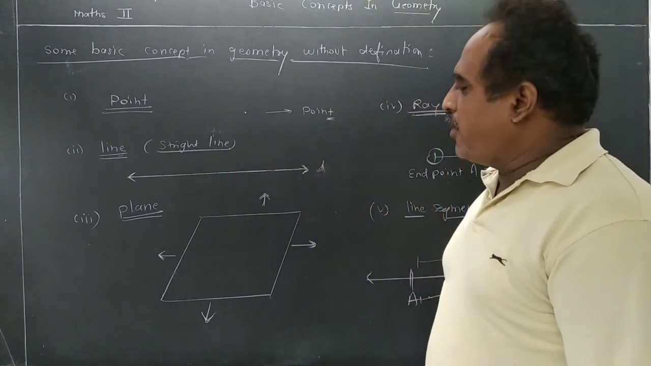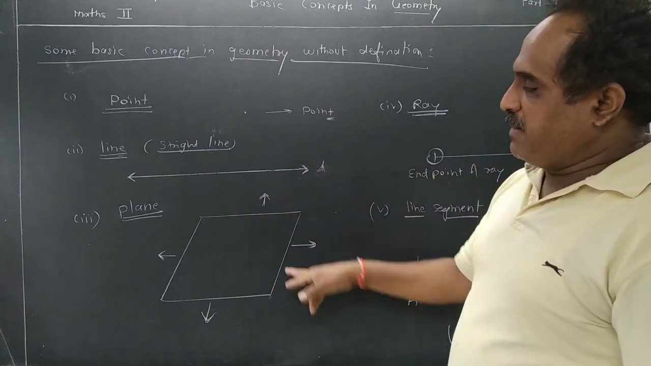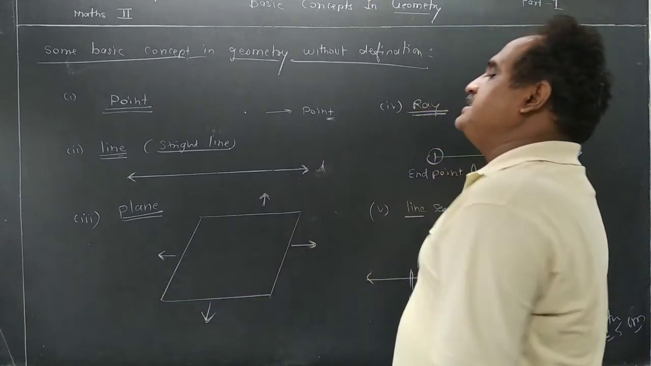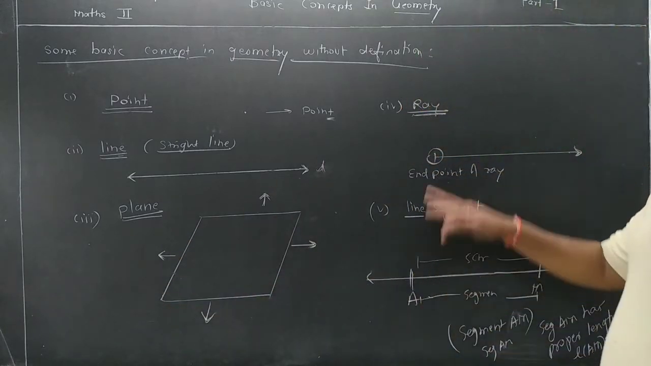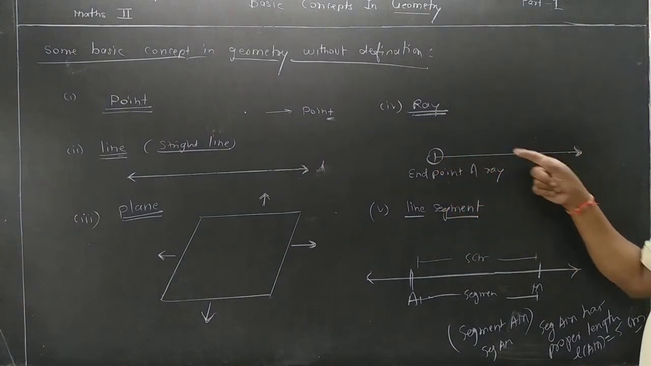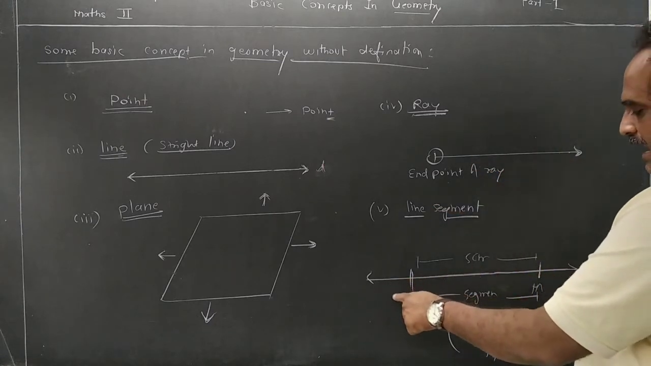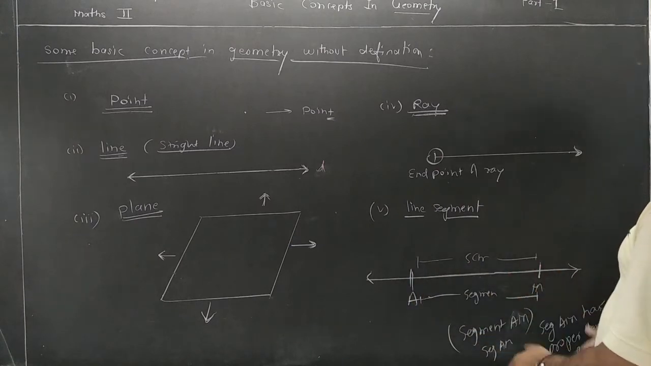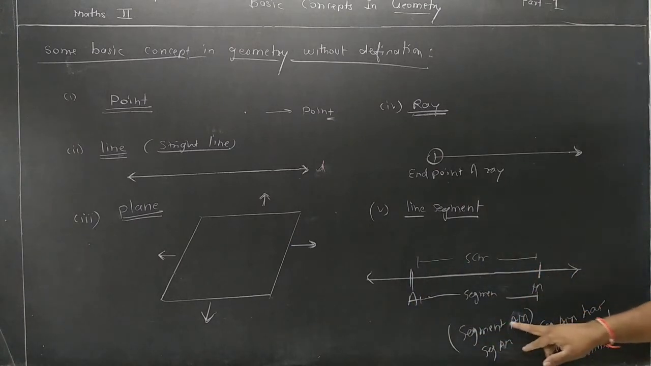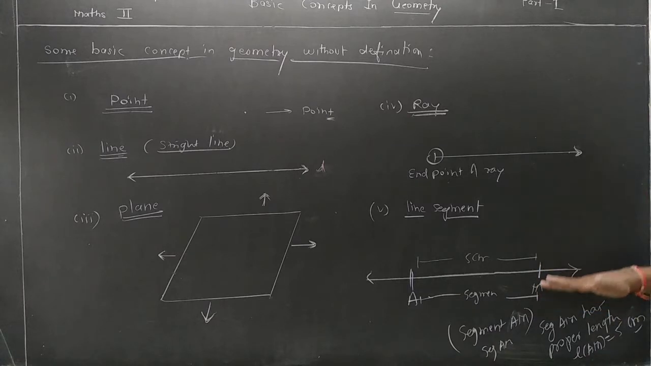Plane. Again, there is no proper definition, but I told you that a layer of points is called a plane. What is the meaning of this? That indicates it is extended in what? All four directions. Ray has one origin and it is extended in only one direction, and is called what? Ray. Line segment: any 2 points on the line and the points in between them, that set is called what? Segment. It is written as segment AM or seg AM, and a segment has a proper length. So length AM is equal to what? 5 centimeters. That is allowed to write, and we are going to write in this way only.